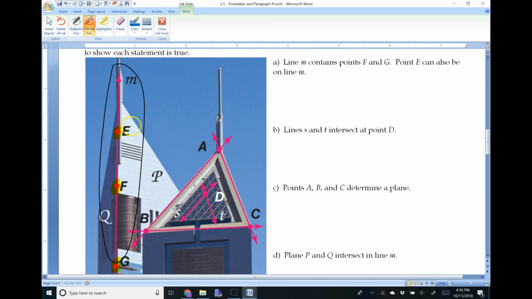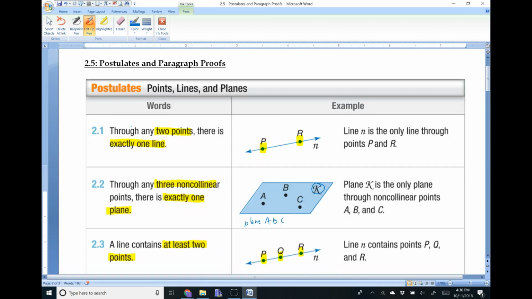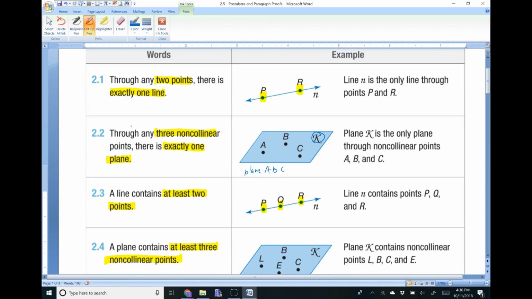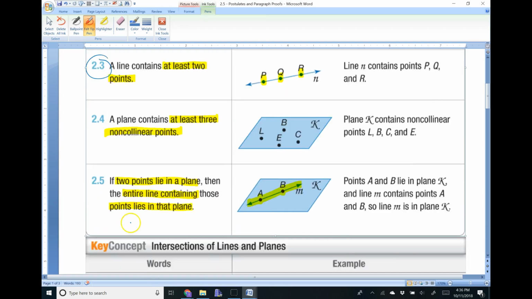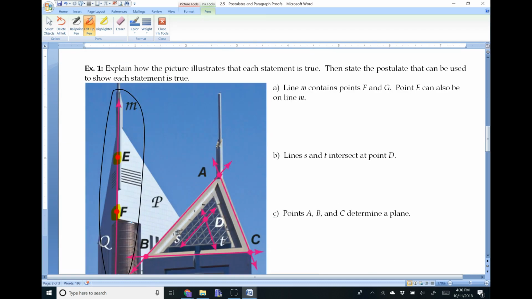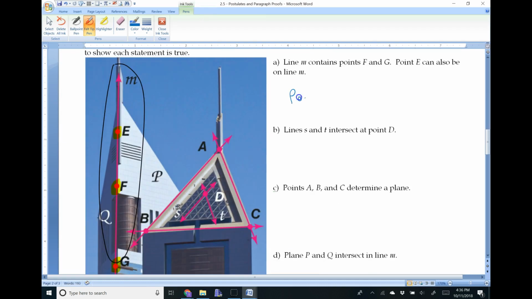I want you guys to think about it, look back, see which one is talking about a line. The postulates that talk about a line are 2.1 and 2.3, right? But 2.1 is talking about exactly 2 points. That's it, right? In 2.3 it says at least 2 points, so 2 or more points. So the postulate that states this for part A is postulate 2.3. We can abbreviate postulate. You don't need to spell it out all the time. So postulate 2.3, right? It's talking about 2 or more points.